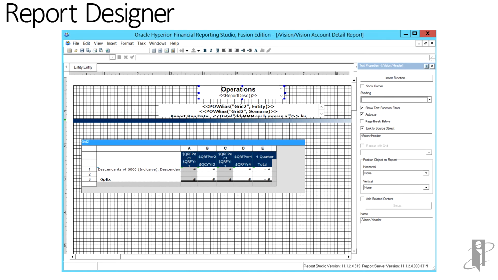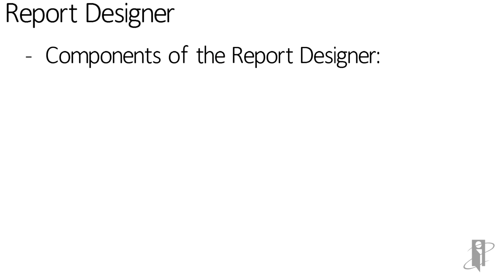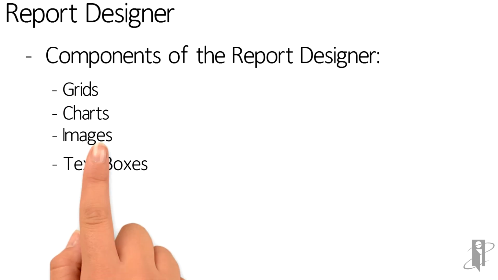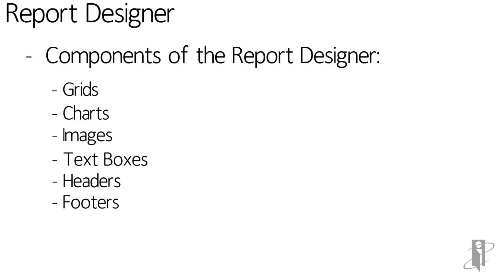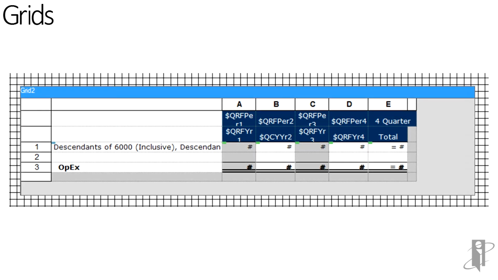Reports are built and edited in the Report Designer. The object-oriented graphical report format makes report design simple. The following components can be used when developing reports in the Report Designer: grids, charts, images, text boxes, headers, and footers. The most important component of the Report Designer is grids. Grids determine how the data will be displayed from the specified database connection.